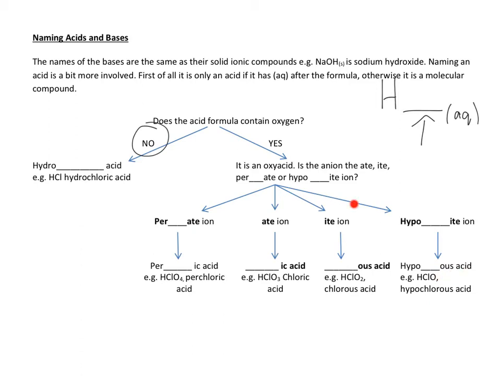So these are the most common polyatomic ions, so they are the most common names. So ate becomes ic acid, and ite becomes ous acid. Hydro is only used if there's 2 elements in your formula.